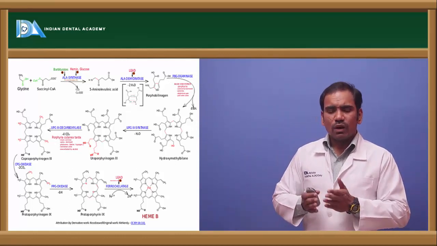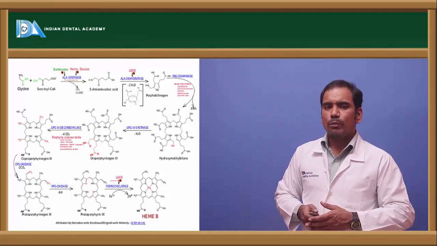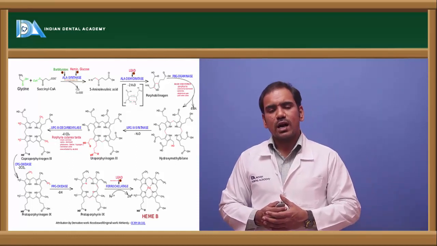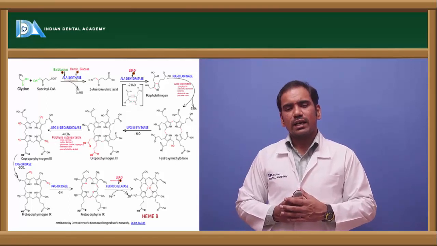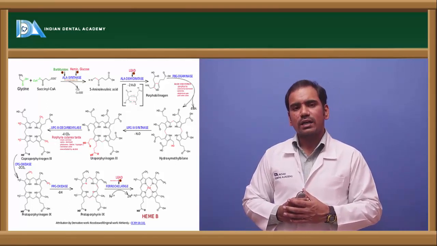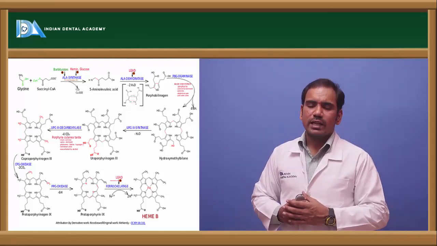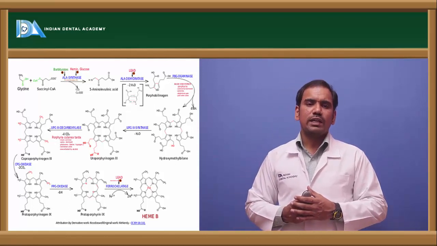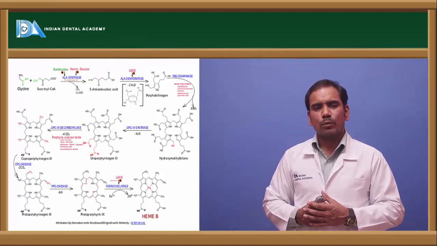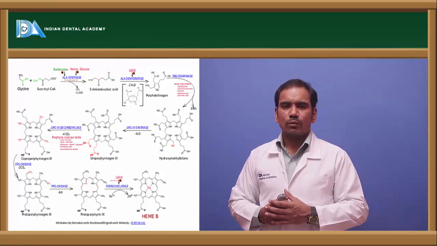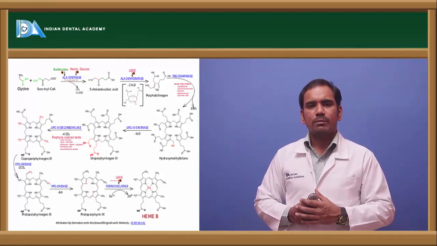And what happens to the ALA? ALA is converted into porphobilinogen by the action of the enzyme ALA dehydratase. 2 molecules of ALA react, and dehydration occurs, to form porphobilinogen. Then porphobilinogen is acted on by the enzyme porphobilinogen deaminase and by another enzyme called uroporphyrinogen 3 synthase. Porphobilinogen deaminase acts on porphobilinogen and converts it into hydroxymethylbilane.